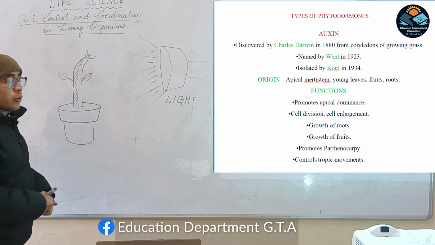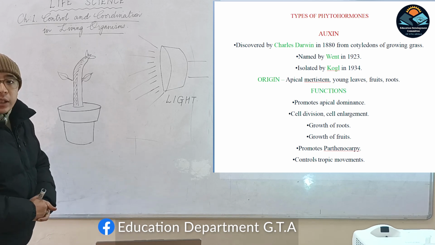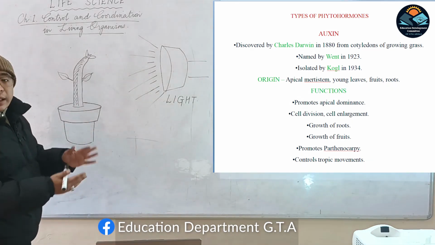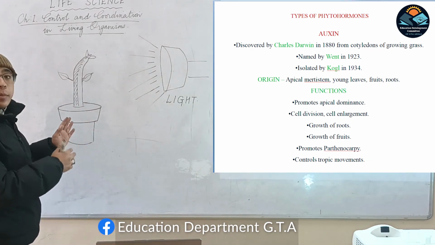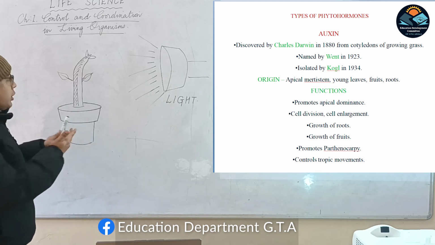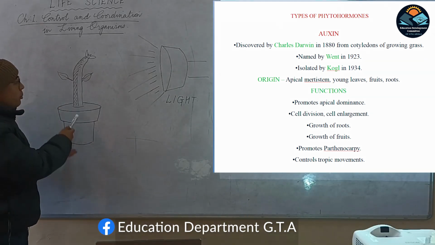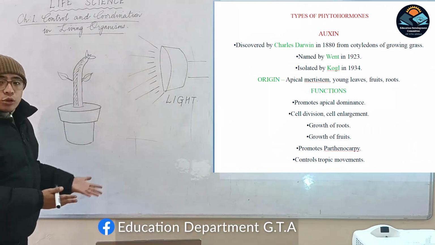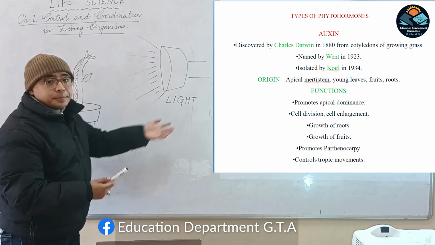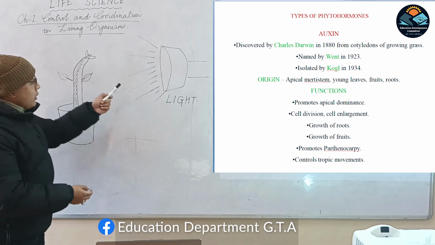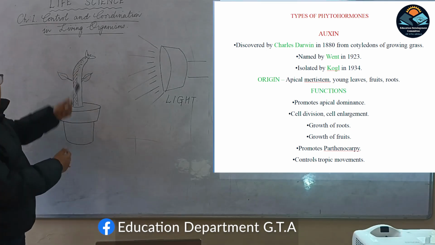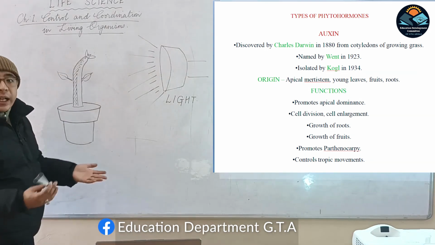So the first type of tropic movement is phototropic movement, where the plant responds positively to light. The stem of the plant responds positively to light because it moves towards the light. Now here in this diagram, as you can see, this is a potted plant which is kept in a dark room with only one source of light, which is this torchlight. Now the light is coming from the right hand side, so naturally the left hand side of the plant will be in shadow. It will be a shaded portion.